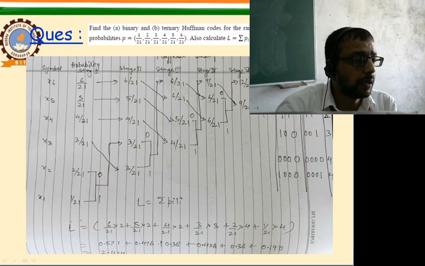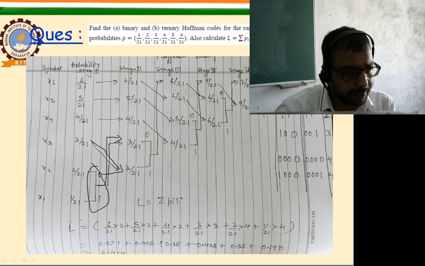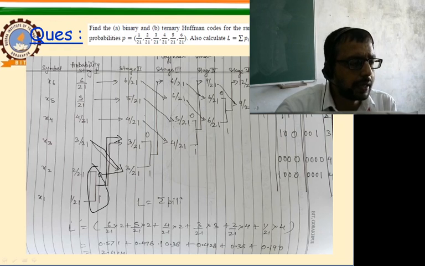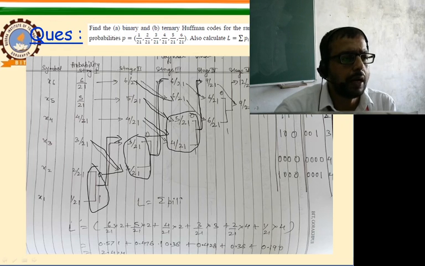First of all, we have to add the last two probabilities. If you add them, we get 3/21, and we place it here, and the other probabilities are shifted like this. After that, again add the last 2 probabilities, and we get 6/21, and this probability goes to the top, and the remaining 3 probabilities are shifted like this. Again add these 2 probabilities, we get 9/21, which is the highest probability compared to all the probabilities in the next stage, that is step 4, and the others are shifted like this. Then again we add these 2 probabilities, we get 12/21, which is on the top in stage 4, and the rest are shifted like this.